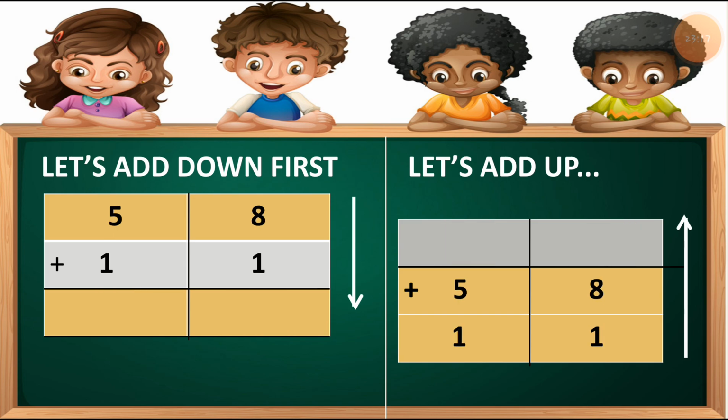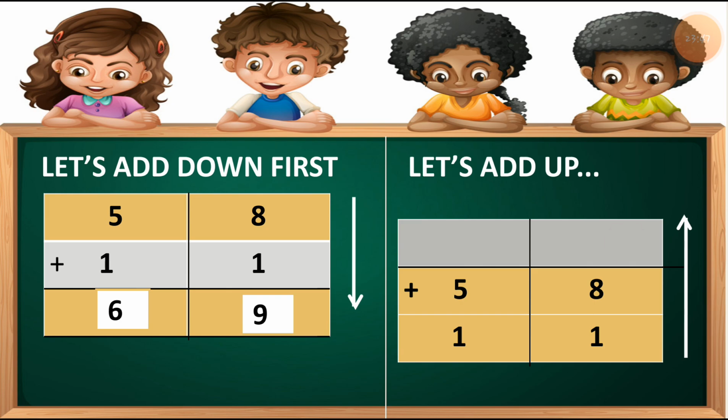Now next one, which is 58 plus 11. I repeat this, 58 plus 11. Now students, the ones column is 8 plus 1. So 8 plus 1 is equal to 9. So I write number 9 here, and then the tens column 5 plus 1. So 5 plus 1 is equal to 6. So I write number 6 there, and the answer is 69.